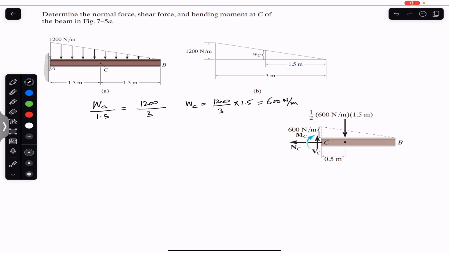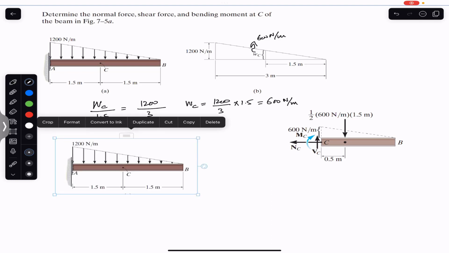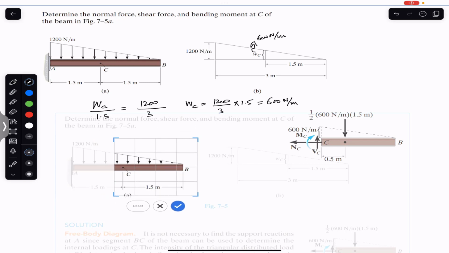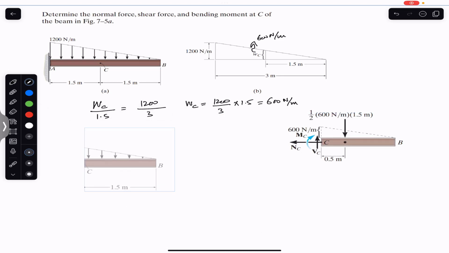Now we know this WC is 600 Newton per meter. Now to consider the BC segment, we need to cut this cantilever beam. So let me cut this. This will be our free body diagram, and then we need to consider the internal forces. At C we will have the normal force. Let's say the normal force is going to act in this direction. This is NC.